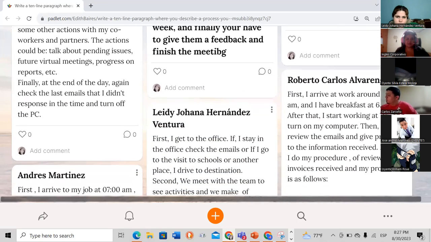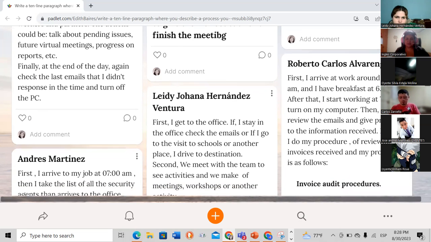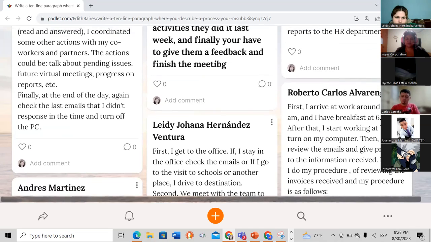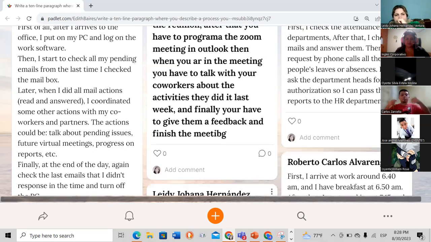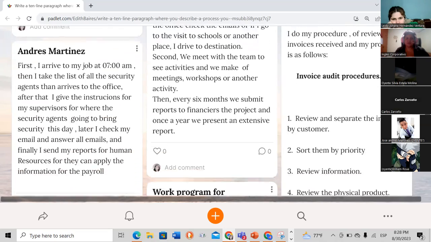Okay. Let me see. Finally, at the end of the day, again, check the last email. When I haven't replied in the time, and then turn off my computer, my PC. Okay. Good. Thank you so much. Good job. Just try to fix this. For example, here, right? When I haven't replied in the time that I read them, for example. Okay. Good. Thank you. Let me see.